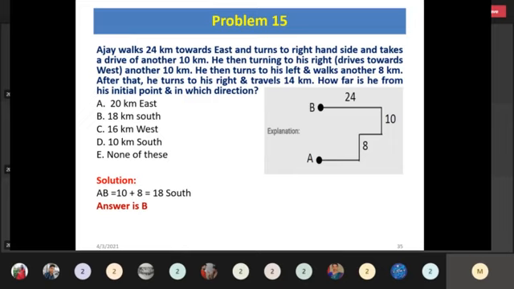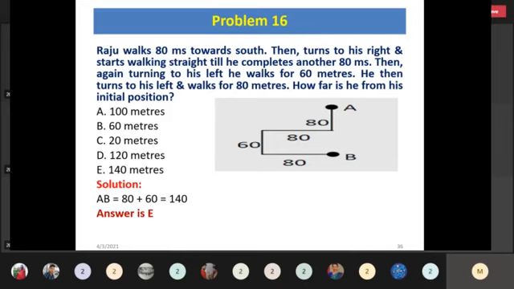As far as the diagram is concerned, the solution is: they're asking the distance AB, 10 plus 8 is equal to 18 kilometers towards south. So the answer to the question, how far is he from the initial point and in which direction, is 18 kilometers towards the south. Problem 16.